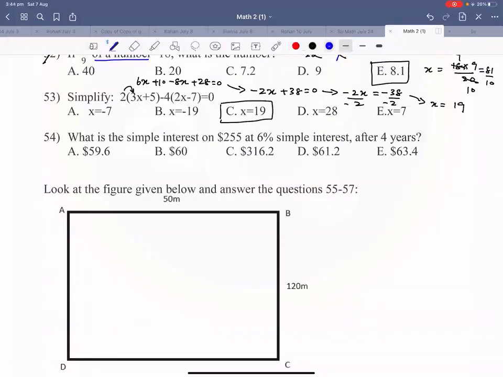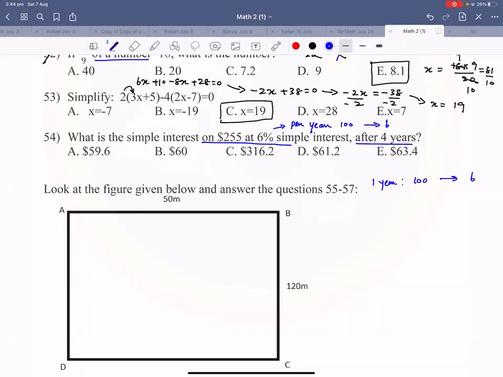Next question. What is the simple interest on this at 6%? 6% means what? Per year. If you deposit 100, you get 6% interest. Right? Interest means you can think like profit. How much you get after 4 years? So what you have to do is, for 1 year, for $100 you get 6.